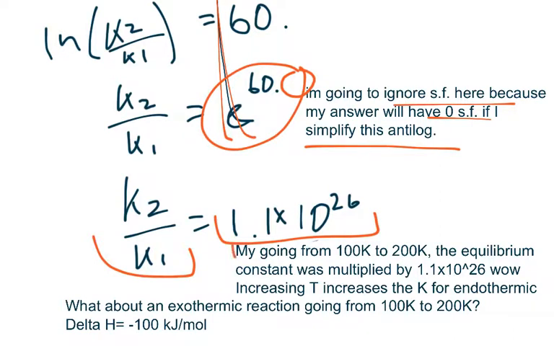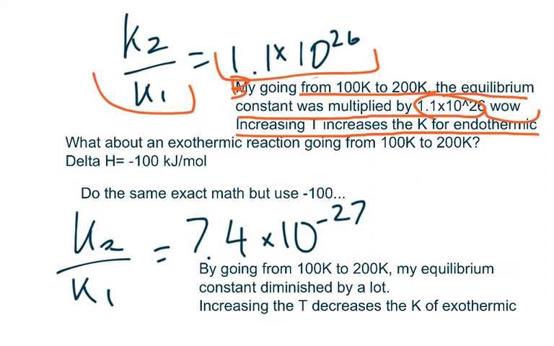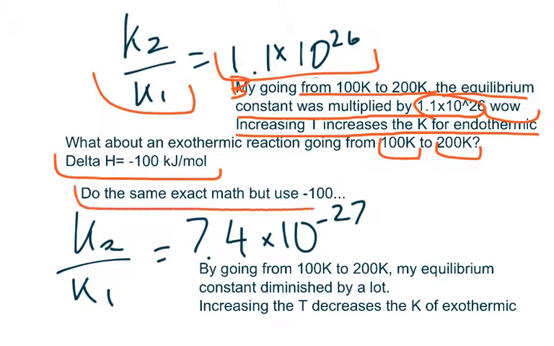So by going from 100 Kelvin to 200 Kelvin, the equilibrium constant was multiplied by this gigantic number. Wow, right? So in general, we proved that increasing temperature increases the K for endothermic reactions. Now what about an exothermic reaction going from 100 K to 200 K? So we're increasing the temperature for an exothermic reaction. What will happen to our K? So we assume that delta H is negative 100 kilojoules per mole, and we do the same exact thing we did up there, but we use negative 100 instead of positive 100.